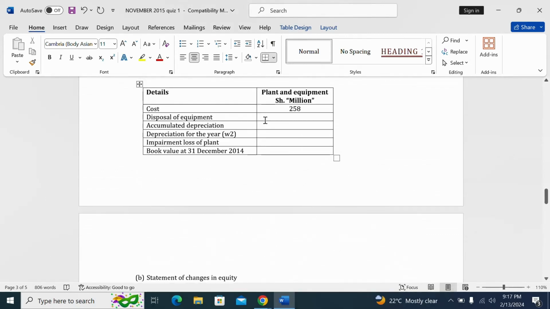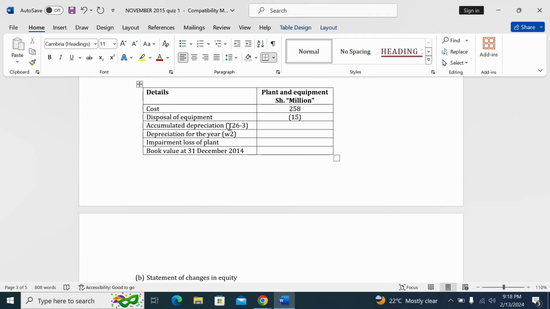Then there was the disposal of equipment. The cost of the equipment was 15 million. Then there's the accumulated depreciation. The accumulated depreciation was 1.6 million. You deduct the accumulated depreciation of the equipment which was disposed. That is 3 million.